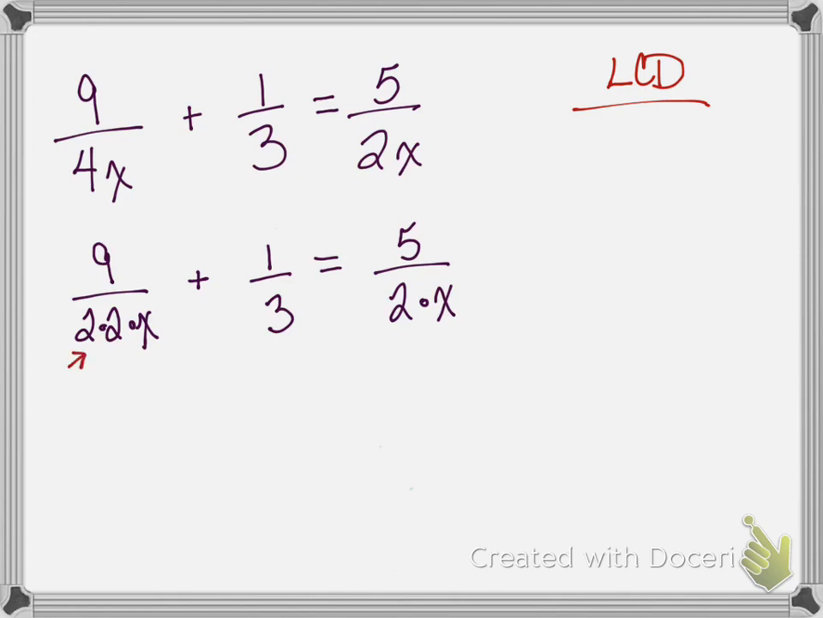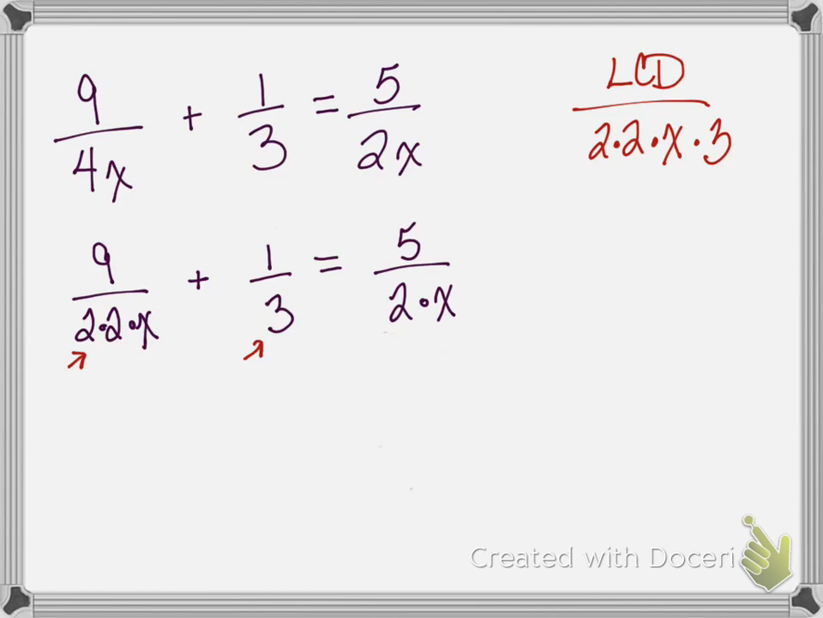So I have a 2 times 2 times 2, and then that's times x. 2 times 2 times x. Here, what do I have? A 3. Has that been accounted for yet? No. So I have to write down a 3. Here I've got a 2, and here I've got an x. Have they been accounted for? Yes. So I don't have to rewrite them again.